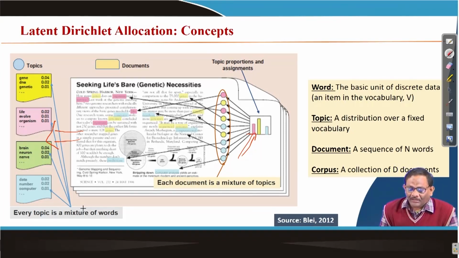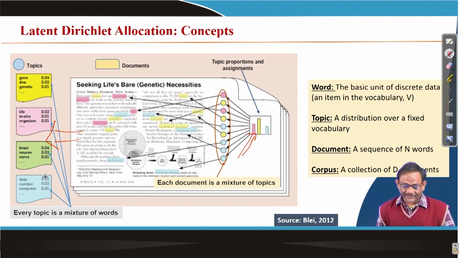So the assumption here, in order to develop the algorithm, is that each document is a mixture of topics. Here each of the colors is one topic, and every topic is a mixture of words.